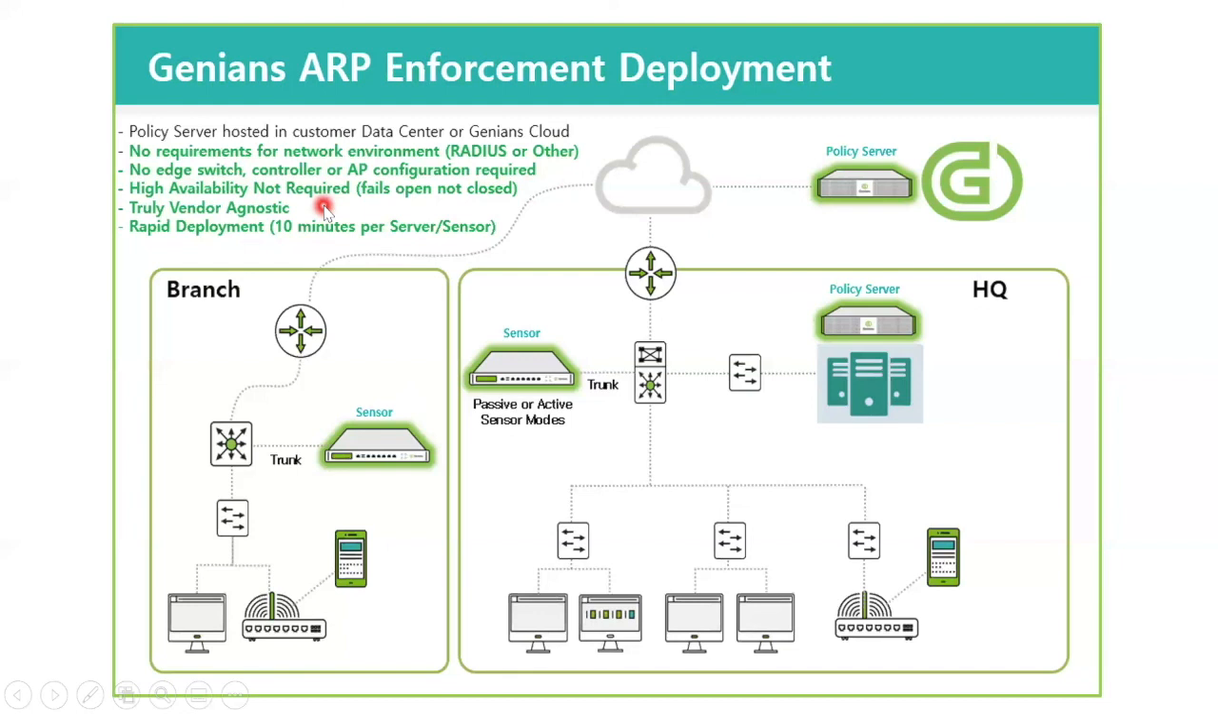Because ARP is not tied to any particular vendor, this is the only method that is truly vendor agnostic. All other enforcement mechanisms are tied to a vendor or some configuration unique to a vendor in one way, shape, or form or another. Also, rapid deployment is the key here. It's only 10 minutes per policy server or sensor. Those can be physical or virtual, provided via an ISO image and installed very rapidly, which is a key to success when it comes to deploying network access control.